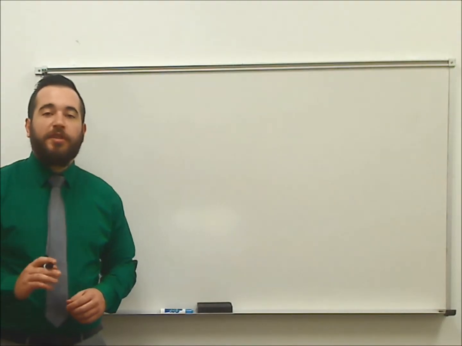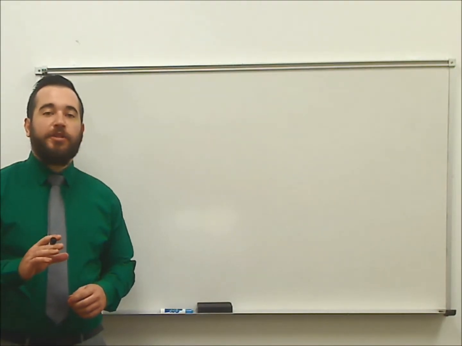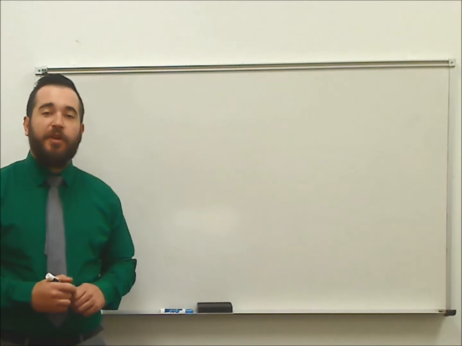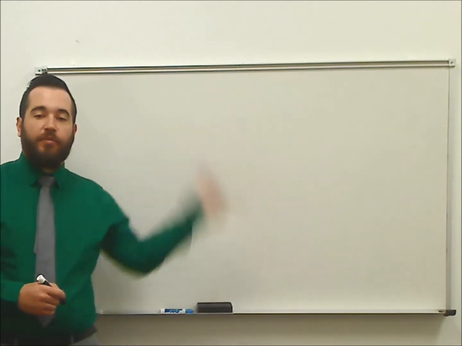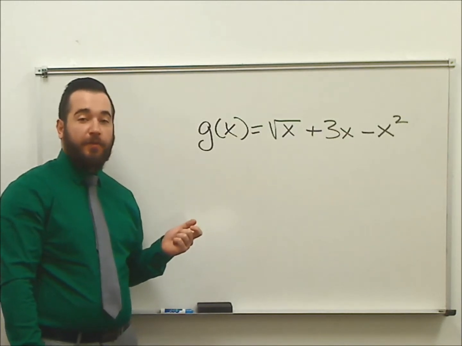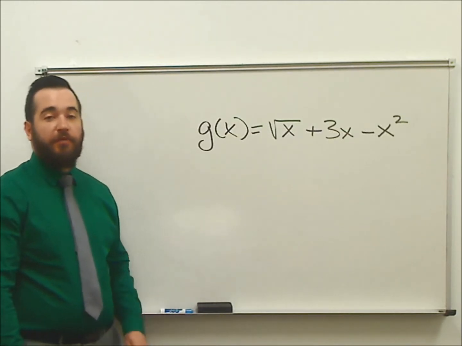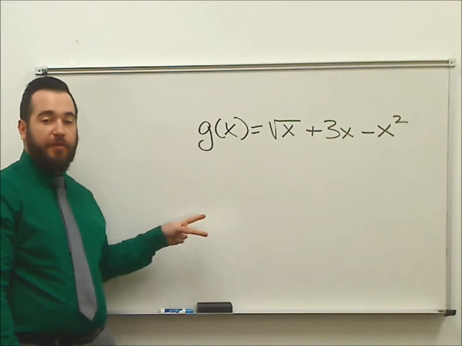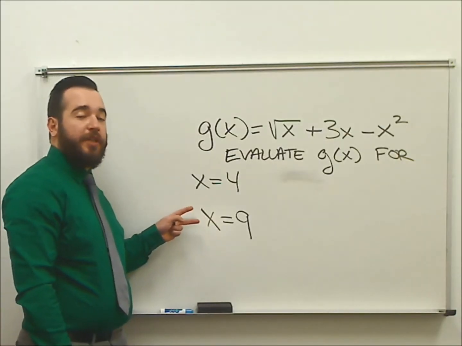Let's do a couple more examples of how to evaluate functions just to make sure we're clear. So here's a more complicated function. g of x equal to the square root of x plus 3x minus x squared. Let's evaluate this function for the following two values. x equals 4 and x equals 9.